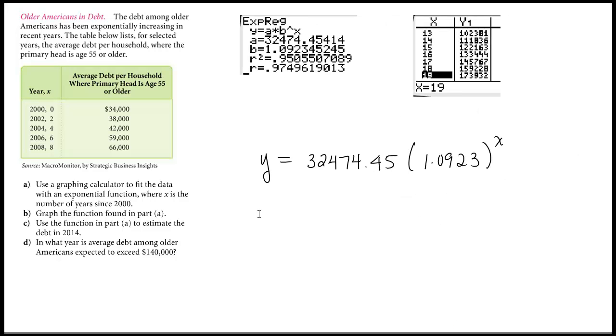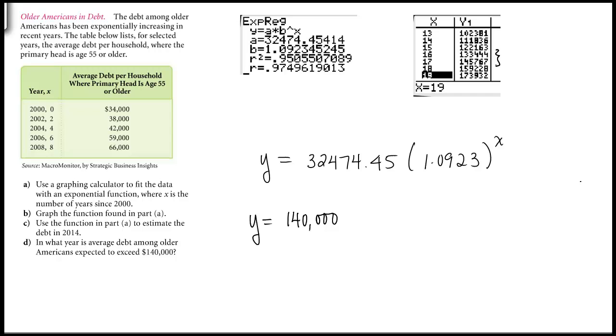In part D, it says, in what year is the average debt among older Americans expected to exceed $140,000? Now remember that Y represents the average debt per household, where the primary head is age 55 or older. So in this case, we want to let Y be 140,000. Since we have the chart listed in the upper right hand corner, we want to know when the Y value is going to jump above 140,000.